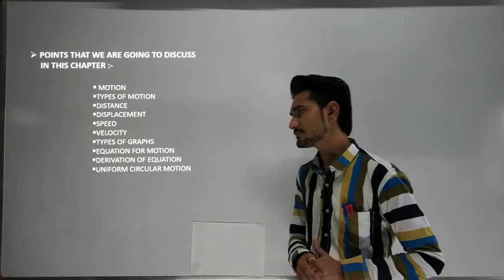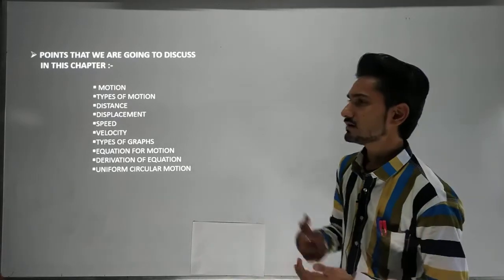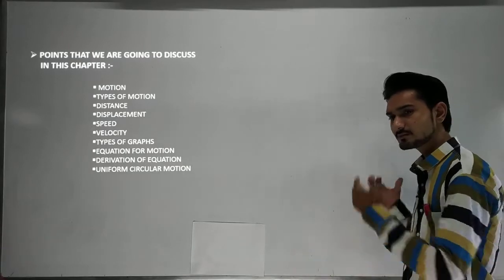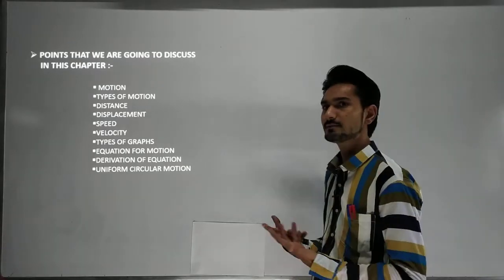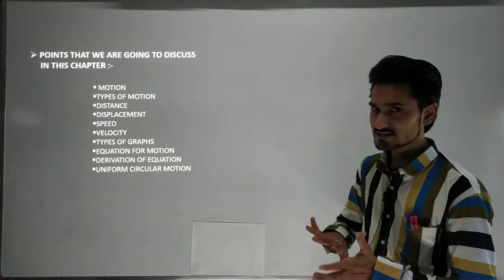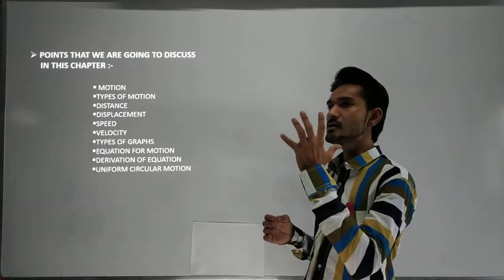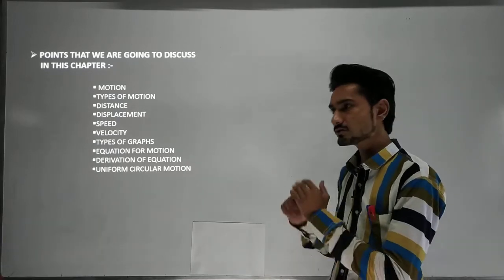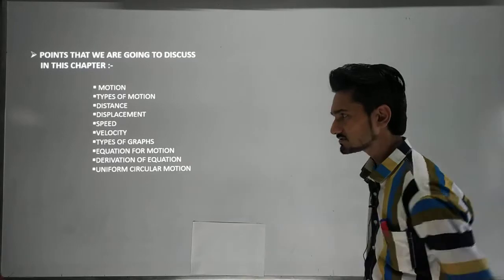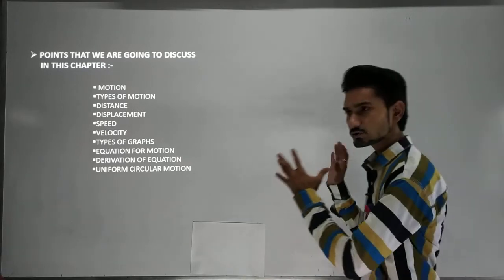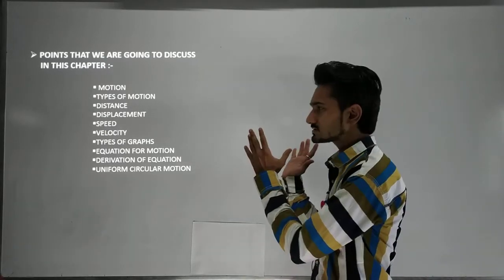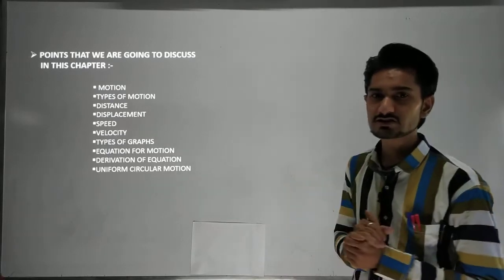We have also seen the types of graphs: the distance-time graph, displacement-time graph, and velocity-time graph. In the previous lecture we saw how graphs are drawn, and after drawing the graphs we took the initial velocity. Today we are going to draw the same graph because I want to explain two equations regarding that.